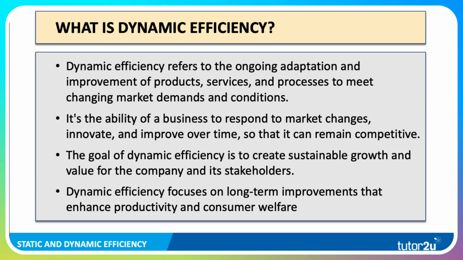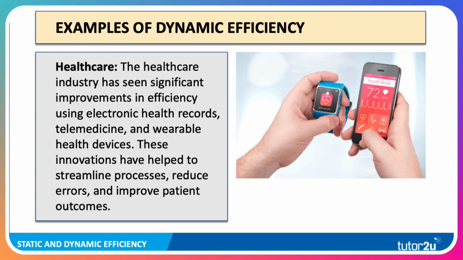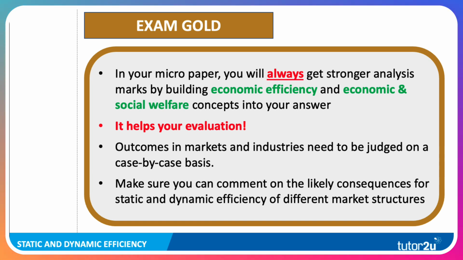its stakeholders. In healthcare, for example, we've seen huge improvements in efficiency using electronic health records, increasing the use of AI, telemedicine, wearable health tech, and these have helped, although it depends on the extent to which these are rolled out to affect millions of people, to streamline processes, reduce errors, and hopefully improve patient outcomes, and there's a social benefit from that.